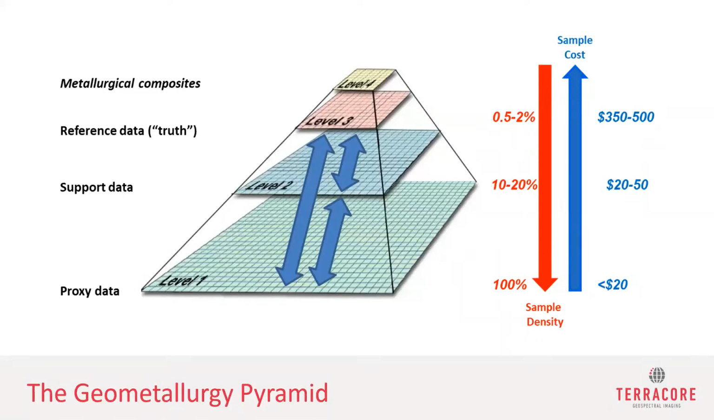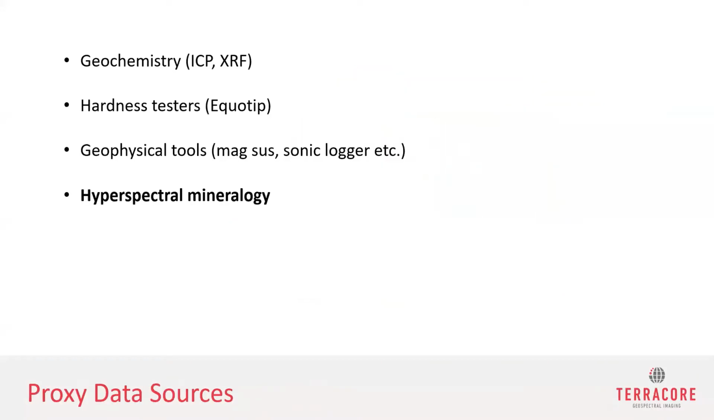But what we tend to do is collect those for every single sample of core that we drill. And in those proxy data types, the main ones that people would use would be geochemistry, ICP, or XRF geochemistry, little hardness testers, the Equitip or Schmidt hammers, geophysical tools, magnetic susceptibility, sonic loggers, etc. Density could be added to that. A lot of people collect density at that very fine scale.